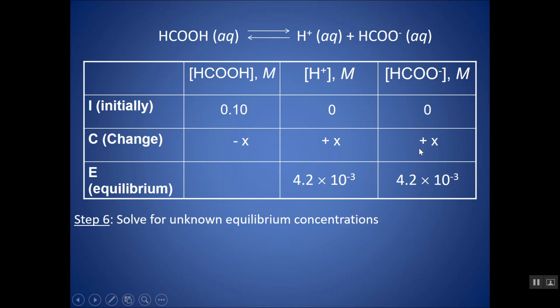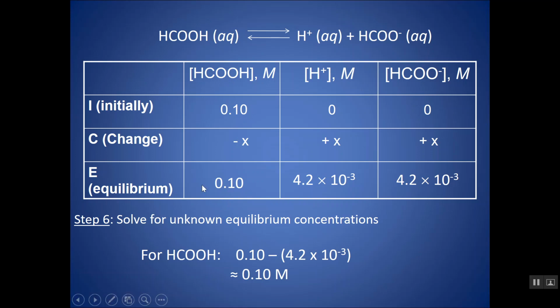Okay, so this one, 0 plus x, if x is just 4.2 times 10 to the negative 3, so is this one. And this would be 0.1 minus 4.2 times 10 to the negative 3, which is still about equal to 0.1. Notice subtracting this really, really small value is really not going to do much to the 0.10 if I'm keeping sig figs. And that is an important thing to keep in mind that we're going to look at later when we look at the 5% rule. Notice if x is really, really small, if not a lot of this is ionizing, then my initial concentration of my weak acid is really not going to change much by equilibrium.